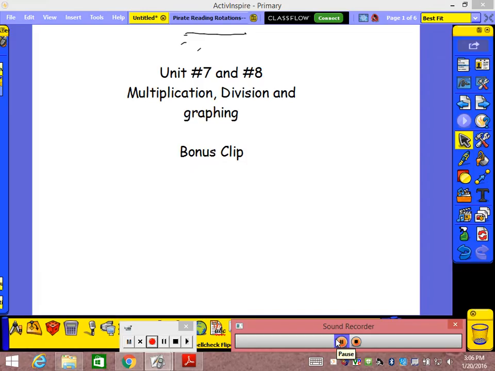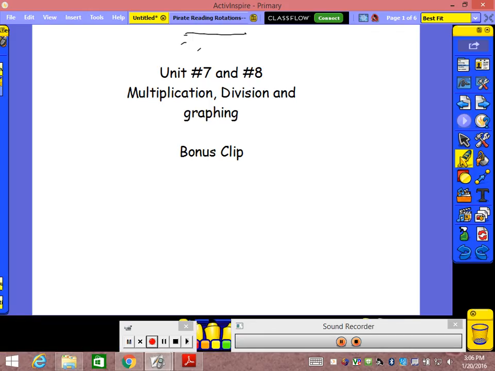Multiplication, division, and graphing bonus clip. This is going to be the Unit 7 and Unit 8 assessment. And obviously you're going to see multiplication, division, and graphing problems on there, and you're going to see those presented in several different ways. First off, you're going to see just multiplication problems there for you.